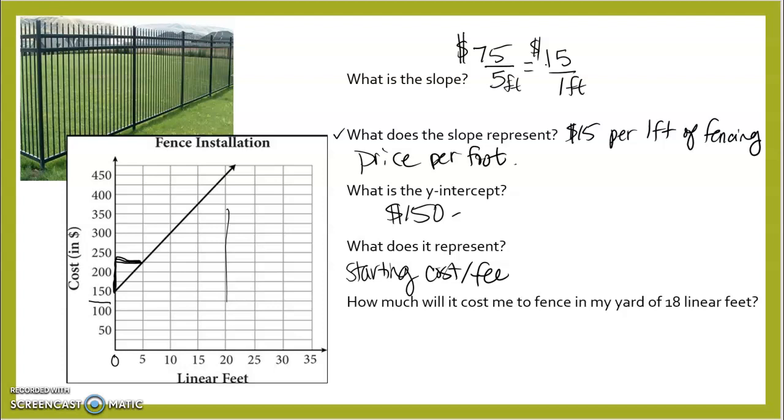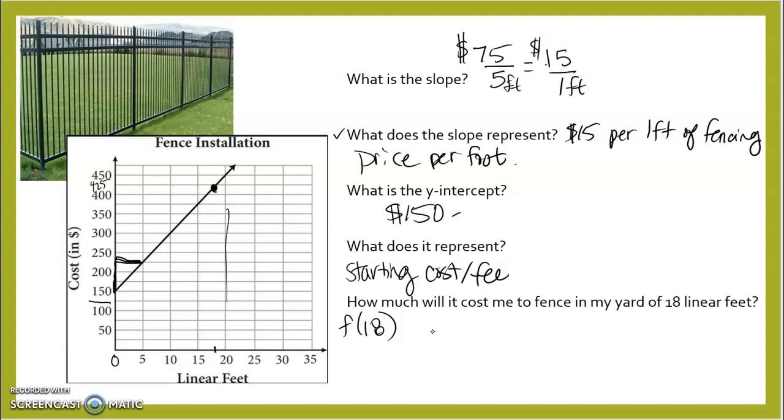So how much will it cost me to fence in my yard of 18 linear feet? So this is basically asking for F of 18. If you go on the x-axis, it's right about here for 18. If you go up, it's going to be right about here. We don't really have an exact value. So it's between 400 and 425, approximately.